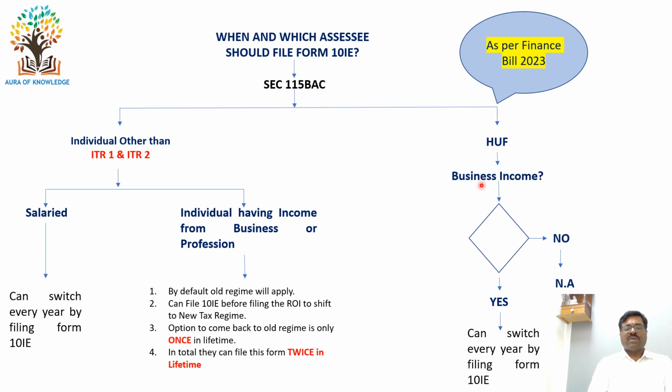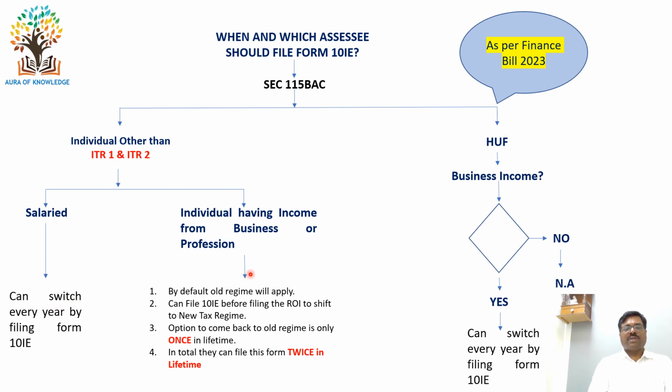In case of HUFs who have income from business or profession, they can change like the employee every year. They can switch every year by filing Form 10IE, and they can switch over either to old or new as they require. If there is no business income, then there is no requirement of filing Form 10IE. Okay, so these are the provisions. Basically, in case of salaried employees, the default tax design will be the new tax design. That has to be noted.